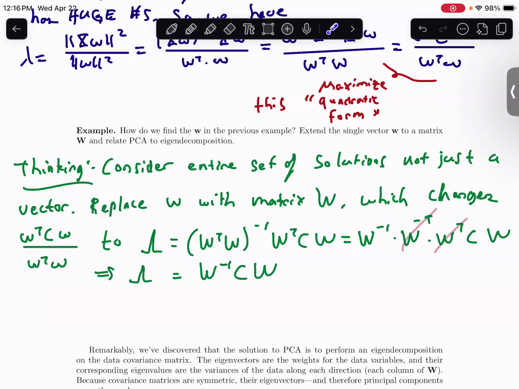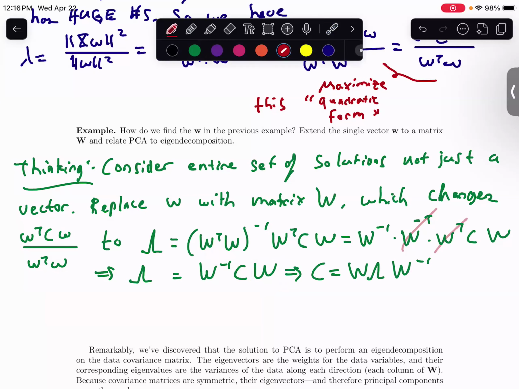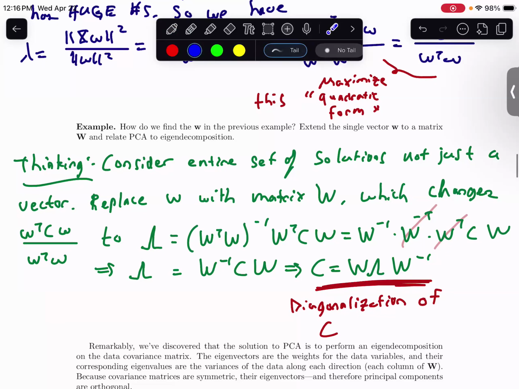And so now if I multiply on the left-hand side by W and the right-hand side by W inverse, we end up getting the following. We get that C is equal to W times lambda times W inverse. And so this is going to give you a way of describing what W is going to be. This is just the diagonalization, I can't spell today, diagonalization of the covariance matrix C. At least that's the idea. I'm skipping some of the details, I suppose, but what matters is you get this equation right here.